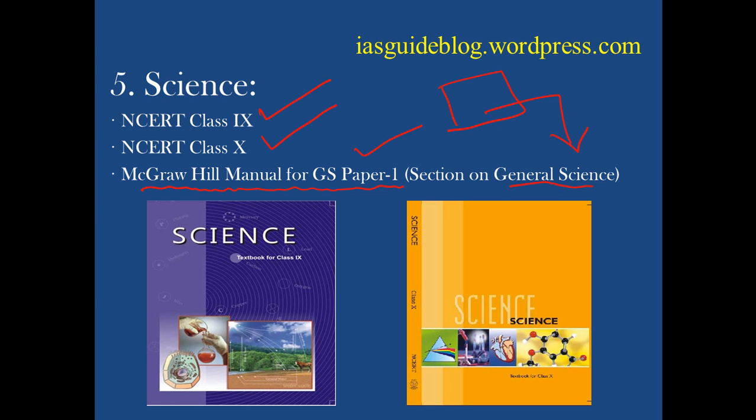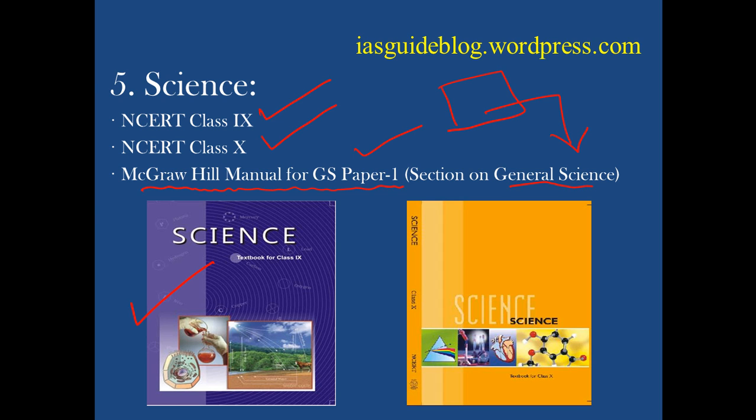And let us see what is contained in these prescribed books. When it comes to the 9th standard NCERT book, certain very important concepts like matter they have covered very nicely. Atoms, molecules, tissues, motion, forces, gravitation, work and energy, sound, natural resources. These are contained in the 9th NCERT.